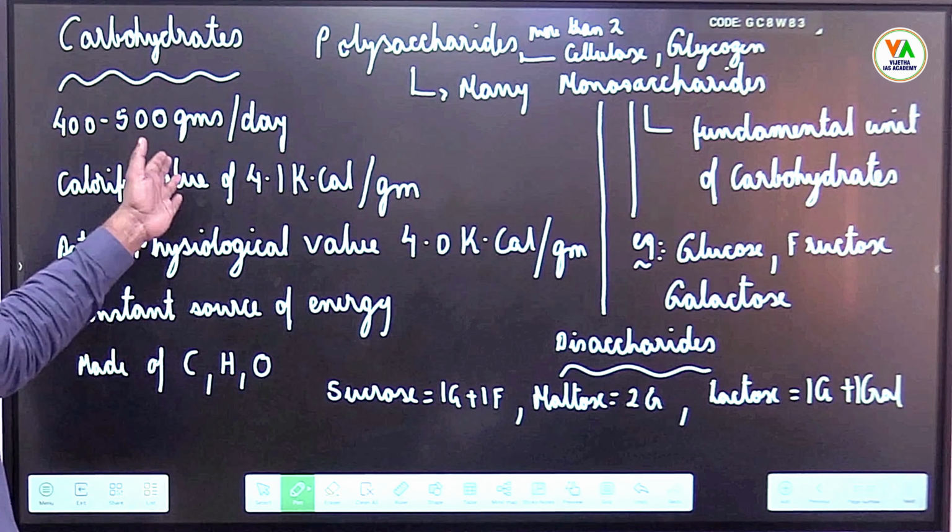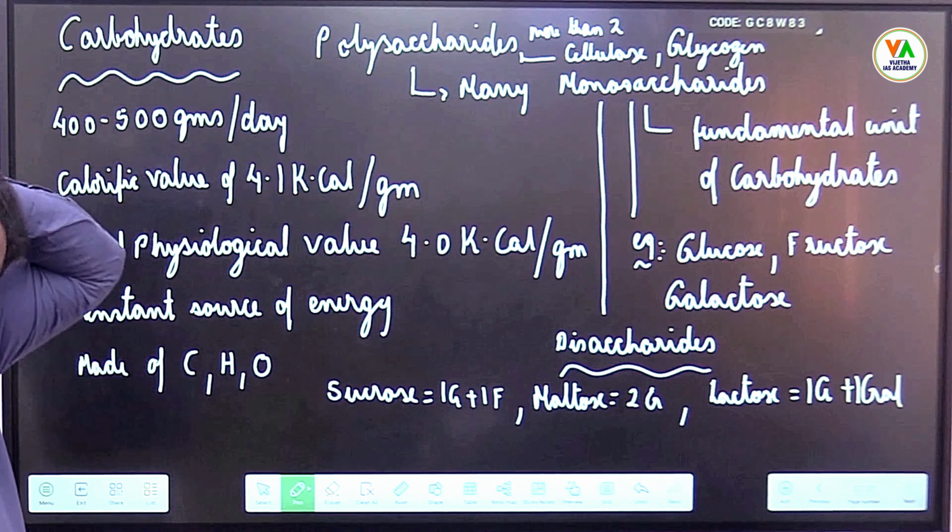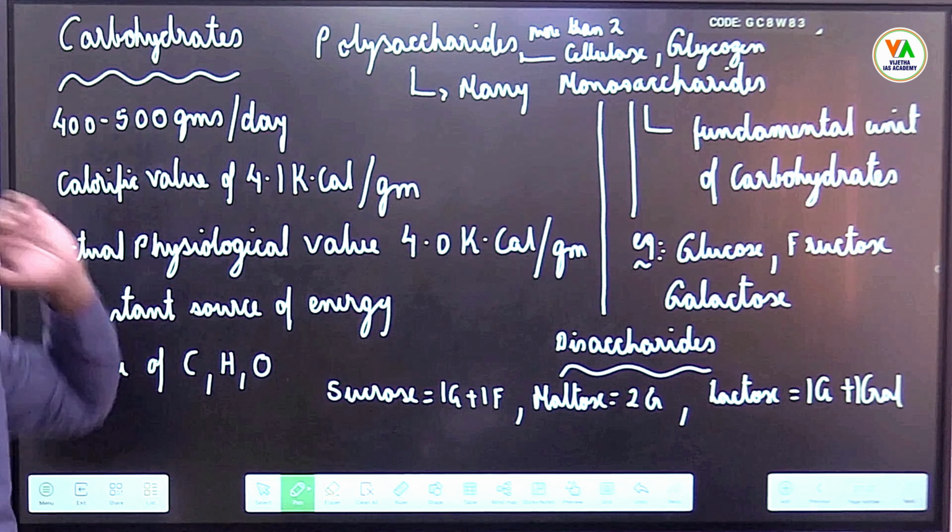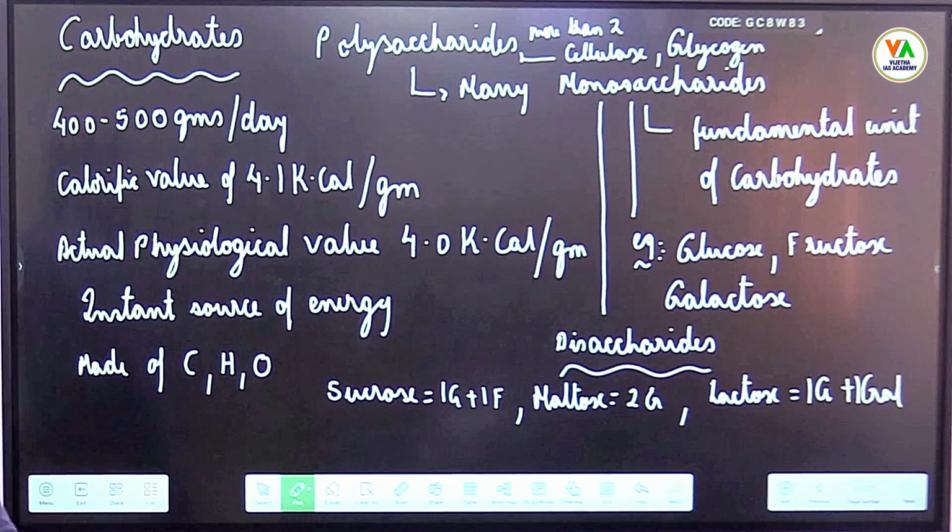Deficiency of carbohydrates leads to fatigue or tiredness, isn't it? So they disrupt the normal metabolic activities of the body.